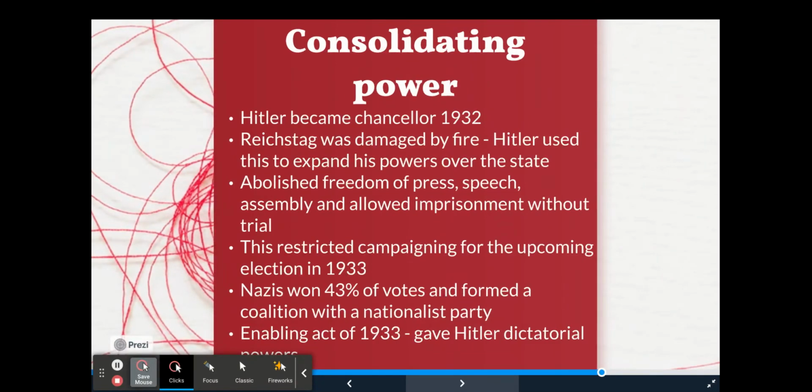All right, consolidating the power. Hitler became chancellor in 1932. Remember, you have already written that down in one of the previous slides. The Reichstag was damaged by fire, so Hitler used this to expand his powers over the state. He abolished freedom of press, speech, assembly, and allowed imprisonment without trial. So you can start to see that dictatorship come to life. This restricted campaigning for the upcoming election in 1933. The Nazis won 43% of votes and formed a coalition with a nationalist party. An enabling act of 1933 gave Hitler dictatorial powers. So you could see it building from 1932 when Hitler was first put in power up to the point in 1933 where he became an official dictator.